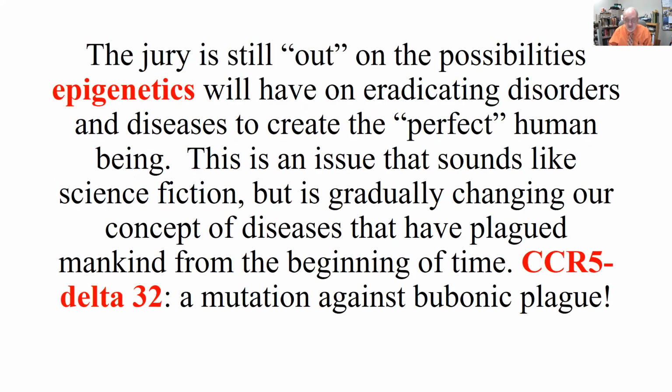The jury is still out on the possibilities epigenetics will have on eradicating disorders and diseases to create the perfect human being. This is an issue that sounds like science fiction, but it is gradually changing our concept of diseases that have plagued mankind from the beginning of time. For example, CCR5 delta 32 is a mutation that saved your ancestors from the bubonic plague in the 14th century. Otherwise, you would not be alive today.